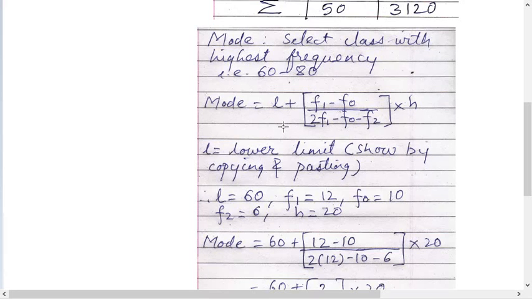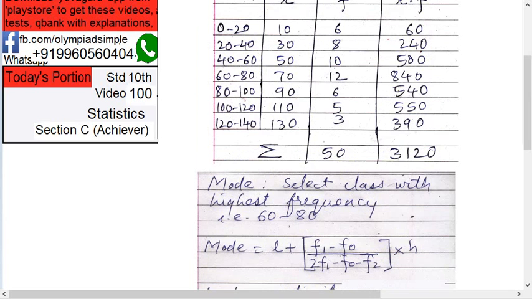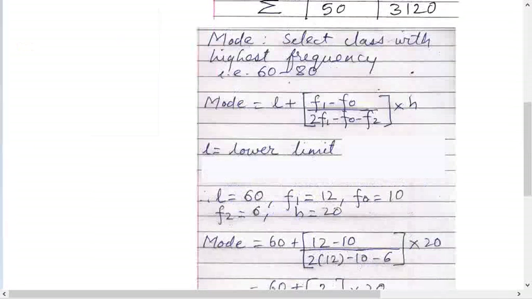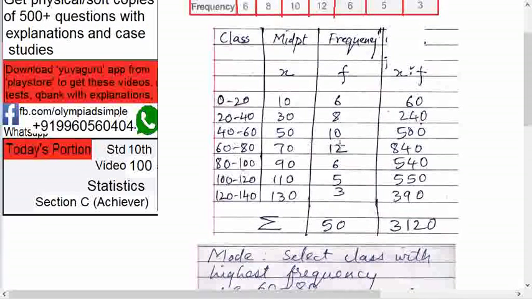We have discussed this in our earlier videos also. Kindly check those also. L equals lower limit. Lower limit means the lower limit of the required class, which is 60 to 80. So it is 60. F1 is the frequency of the required class, 60 to 80. So what is the frequency of 60 to 80?